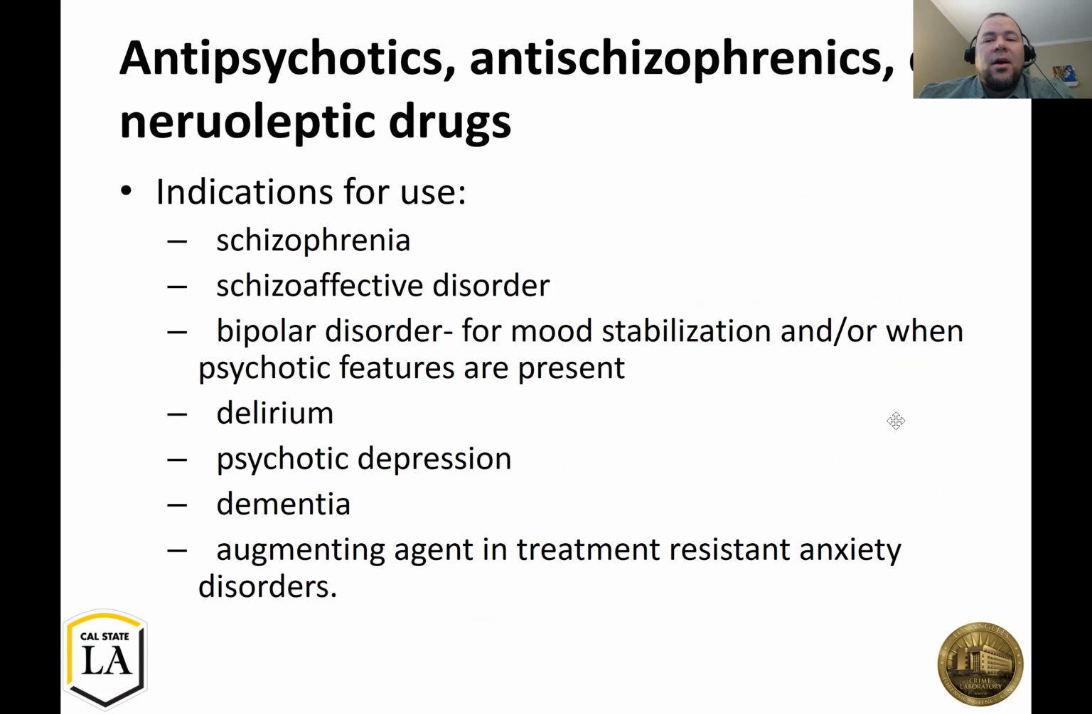So let's get into another class of drugs. We'll switch gears here and start talking about the antipsychotics and antischizophrenics, also a class called neuroleptic drugs. The indications for these are schizophrenia, schizoaffective disorders, bipolar, delirium, other forms of depression like psychotic depression, and dementia. And so it's a whole class of drugs.